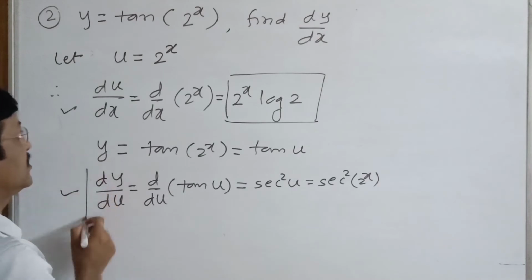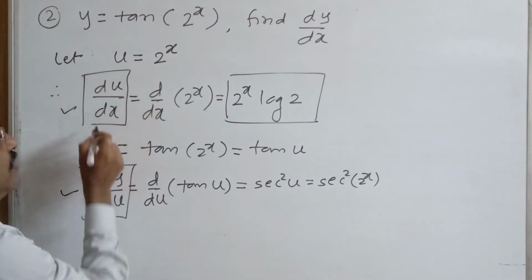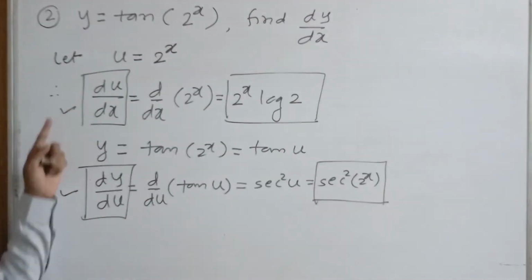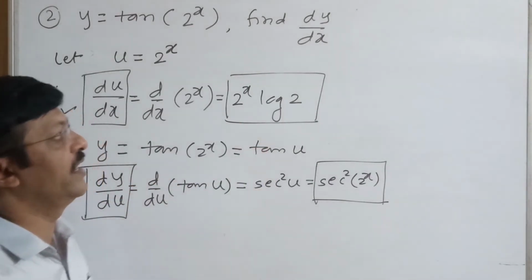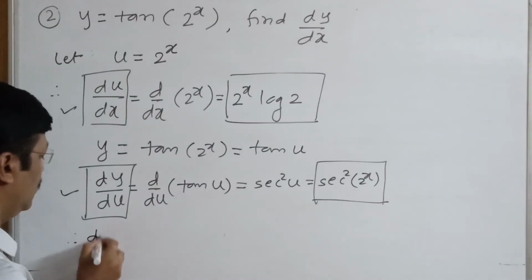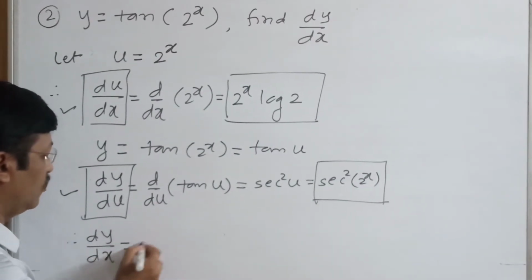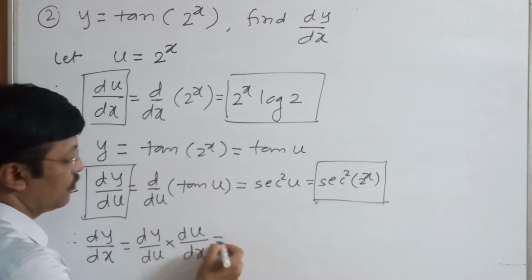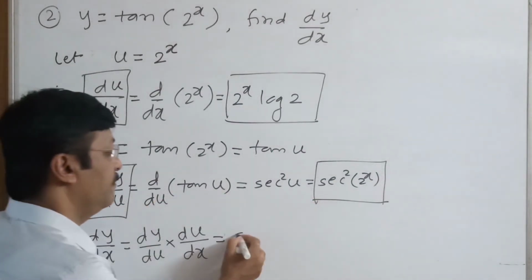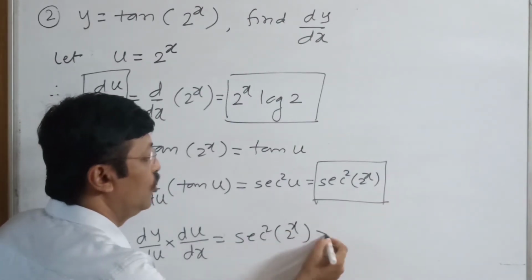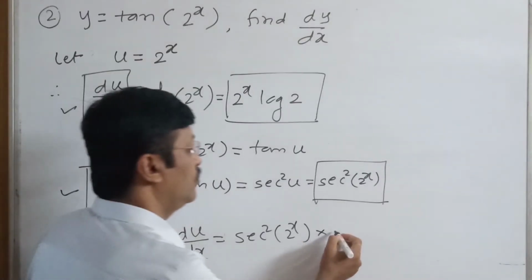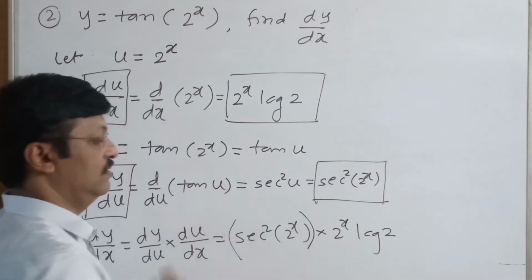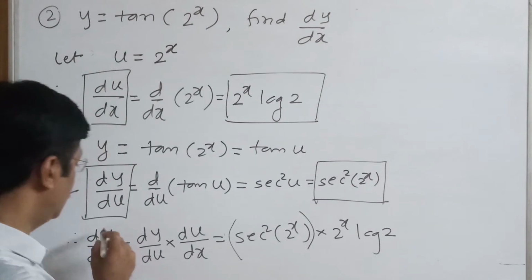Then we find dy by dx. Earlier we found du by dx, and now we found dy by du as sec square 2 raised to x. So we can use this du by dx and dy by du to finally write dy by dx. Therefore the chain rule is applied here. dy by dx is equal to dy by du into du by dx, which is equal to, what is dy by du? Sec square 2 raised to x into, what is du by dx? du by dx is 2 raised to x log 2. You can leave it as it is. Sec square 2 raised to x multiplied by 2 raised to x log 2. This is your dy by dx in the end.